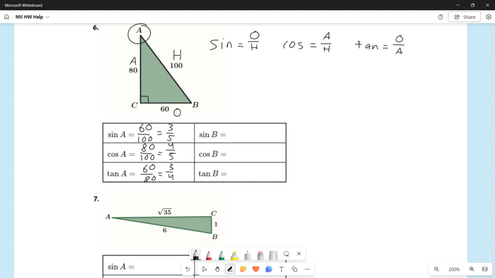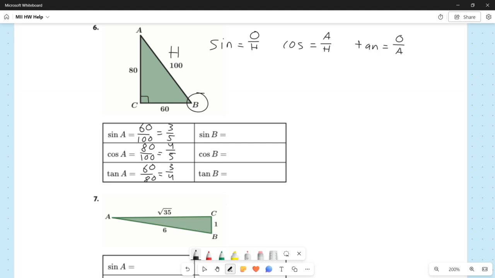Now, for the right-hand side of this table, notice that now we're talking about angle B. So what that means is I'm actually going to erase the markings on my sketch. Now we're talking about angle B, so I'm going to circle angle B. Well, I didn't really have to erase the hypotenuse because that doesn't change. 100 is always the hypotenuse.